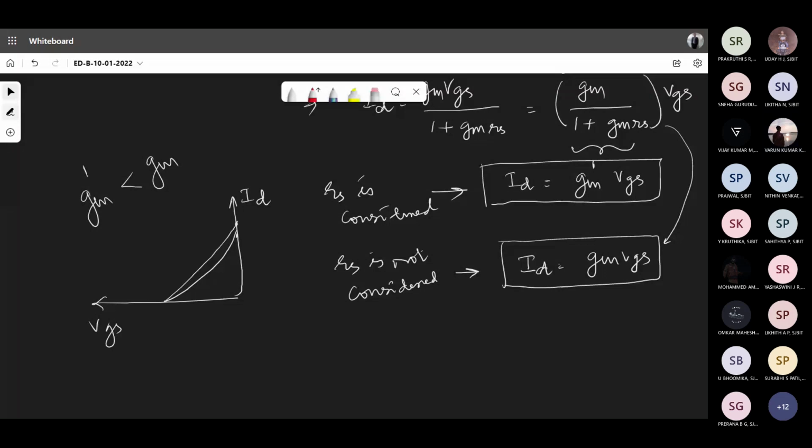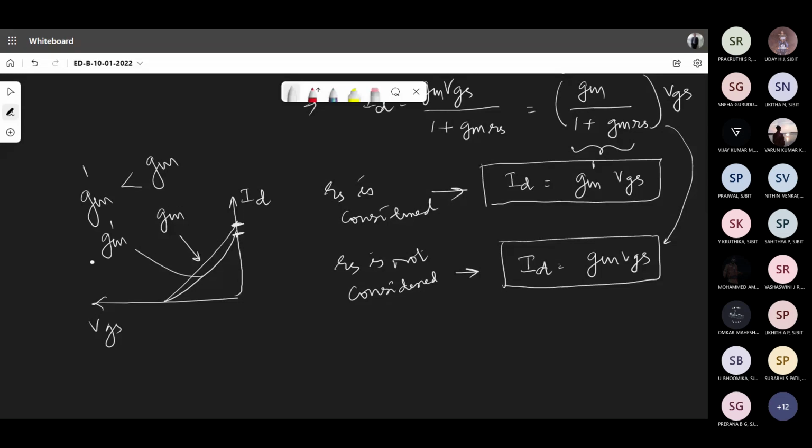So if you try to see this graph, which is higher ID value is because you have GM. The transconductance is higher, which means that the resistance offered is lesser. The second graph has a lesser ID value. Remember, this is for the same VGS value. For the same VGS value, if you consider RS, you will get a change in the current value. And we are depicting that.